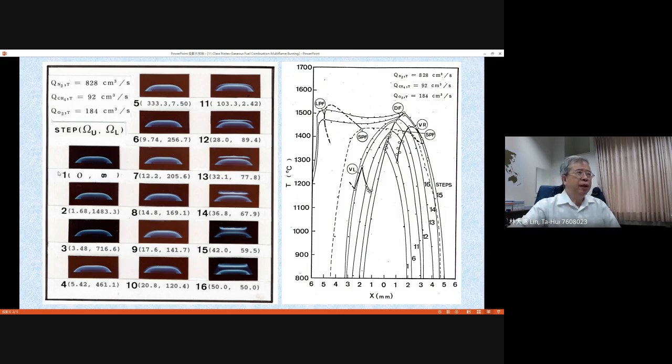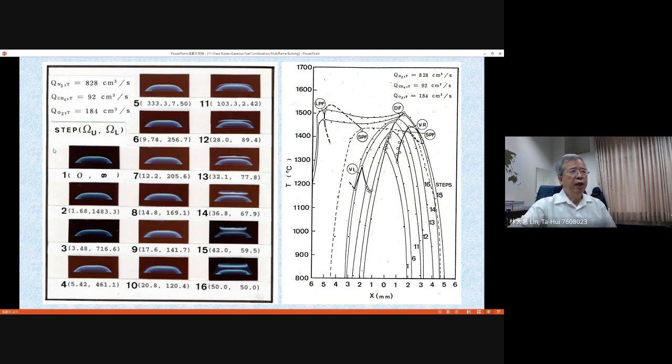We're starting from case one, or step one. This is a very nice diffusion flame. Diffusion means there is a concentration difference. There is a mixing ratio definition. Omega U represents the upper burner, and L represents the lower burner. Omega simply is the ratio between the fuel and the oxygen, fuel divided by oxygen, the equivalence ratio.